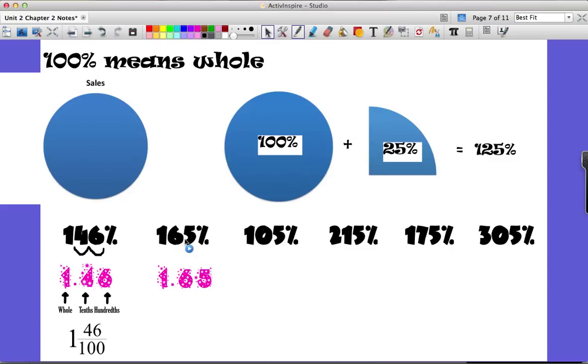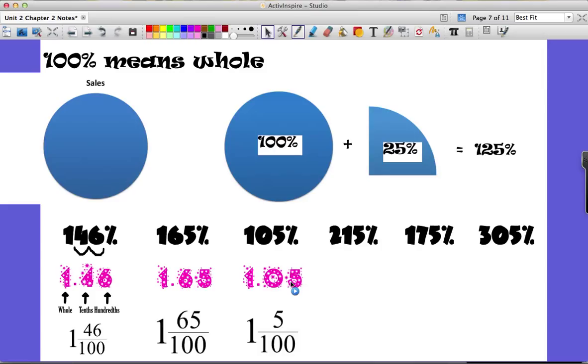Alright, so as a decimal, you would have 1 and 65 hundredths, which is the same thing for your mixed number. For this one, you would have 1 and 5 hundredths. And then you'd have the same thing for your mixed number. Now, here you can also simplify these, so this would actually be 1 and 23 fiftieths. This could be 1 and 13 twentieths. And this could be 1 and 1 20th.